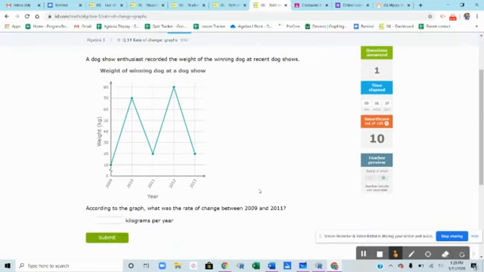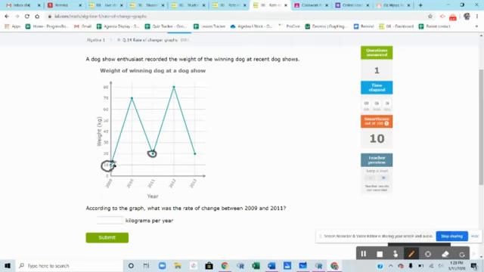Okay, so now we've got our dog show enthusiast who recorded the weight of the winning dog at recent dog shows. We're going to use our graph to figure out the rate of change between 2009 and 2011. So 2009, our dot is right here. In 2011, our dot is right here. Does not matter at all what happened with 2010. We ignore it. We just look from 2009 until 2011. Pay attention to your scale. Look here, we're counting by tens this time. On the bottom, we're still counting by ones, so that works.